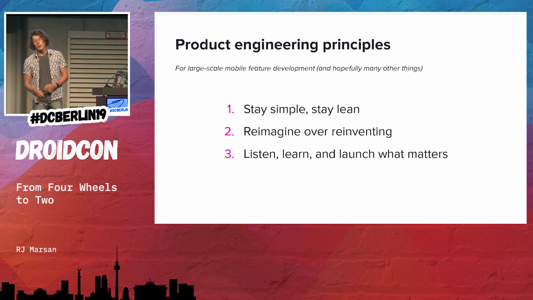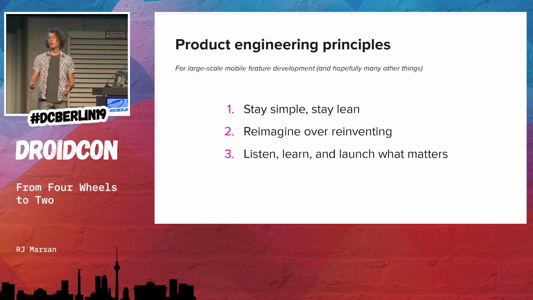So then, we came up with these principles that were going to guide this 2 months. Actually, we kind of came up with them later on. We had them in our head, but we were kind of moving too fast. This is for large-scale development of brand new features, but I really, really hope any team of any size can make use of these in any situation. And they are: Stay simple, stay lean. Reimagine over reinventing. And listen, learn, and launch what matters.